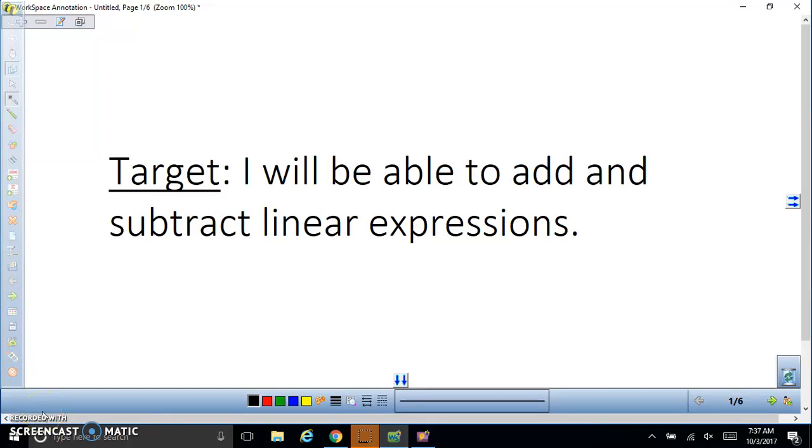Hey there, sunshines. Today we are going to be talking about adding and subtracting linear expressions. So we're just going to look for combining them. There is not going to be a number answer.